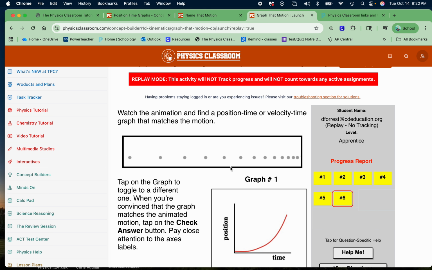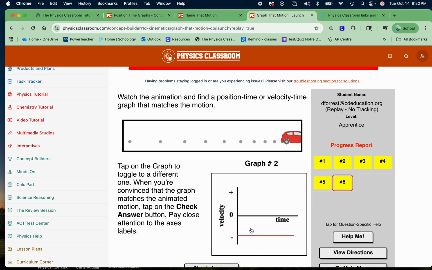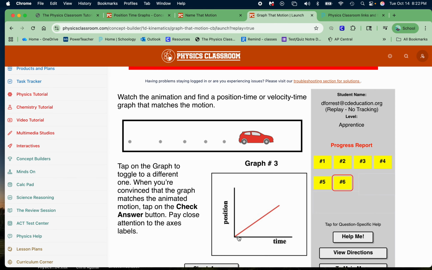So this is going in the positive direction, but it's going slower and slower. A position-time graph that gets steeper is going faster, so that can't be it. It's not a negative velocity because it's going to the right. This would be a position-time graph that shows an object going at constant speed. It is going to the right, but the problem is this is slowing down.